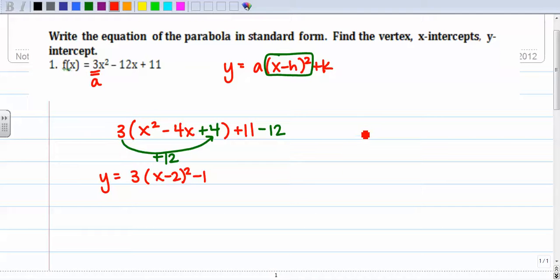From this, we can find several things. Vertex should be easy to pick out. Vertex comes from the 2, and it is the opposite sign there, and then the negative 1 at the end. Okay. The x-intercepts we have to do a little bit of work for.